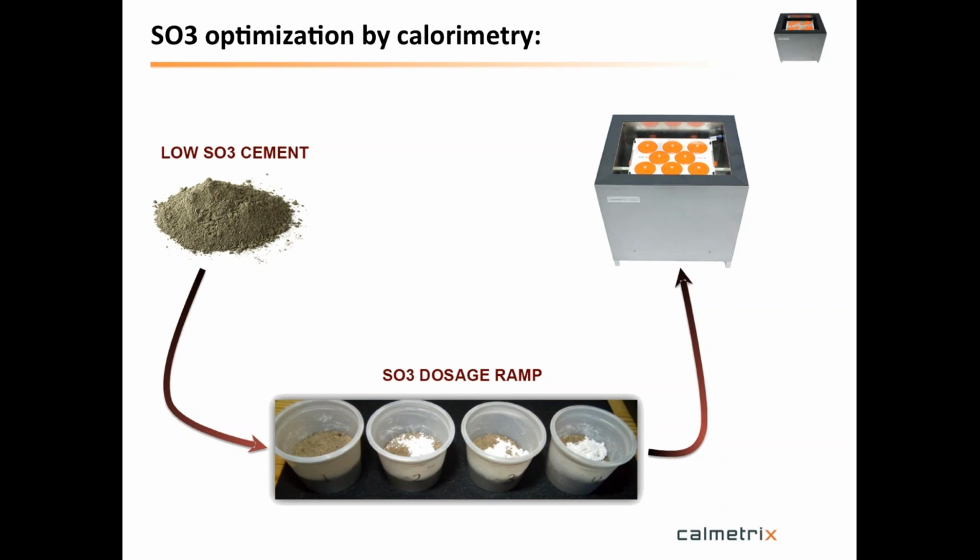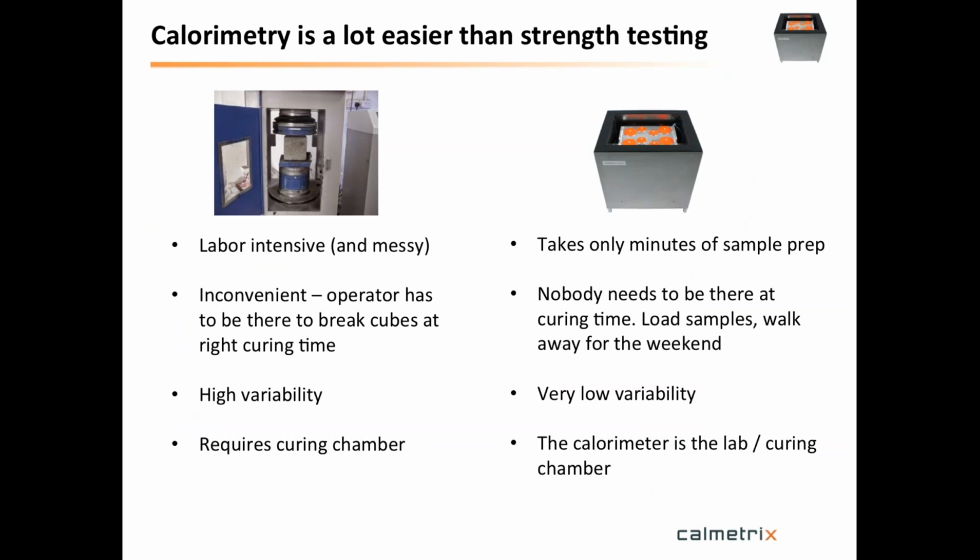Now, if you compare them side by side, calorimetry and strength testing, you'll see immediately, the labor intensity is gone. It takes only minutes to do a sample preparation for calorimeter. The inconvenience of someone having to be there at a specific time is gone. The variability is pretty much gone for the most part. You don't require a curing chamber. The calorimeter is the curing chamber, and there you have a specific temperature that you dial into. And all this is done in a relatively limited space.